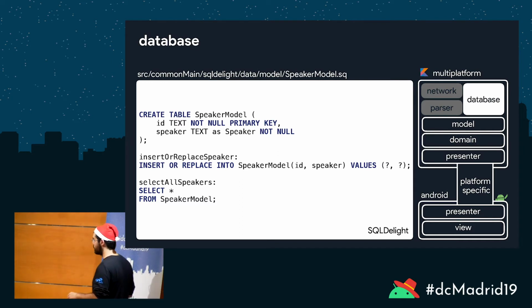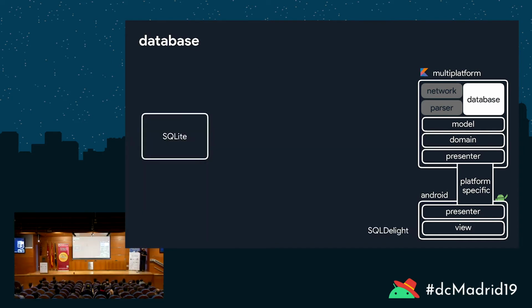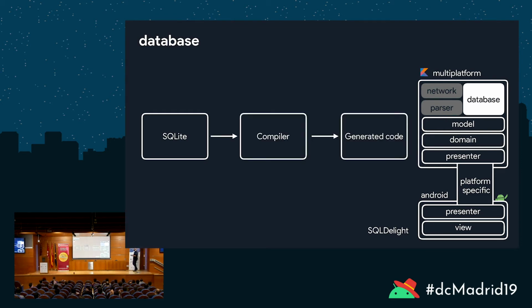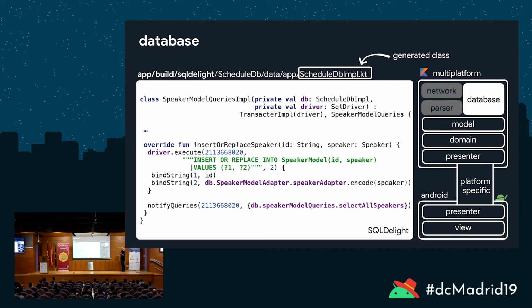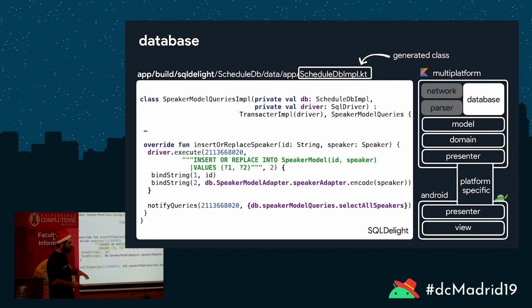Okay, quite easy. What SQLDelight is going to do is compile this code and generate the classes that I need to use. So it's going to create an insert or replace speaker, the ones that I've created in my SQL file, and then I've got all the information that I need right here. I just need to send an ID and the speaker object to be stored in the database.